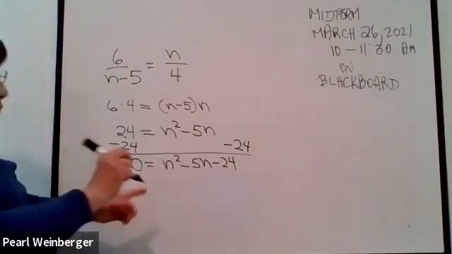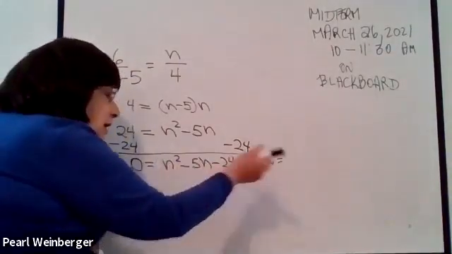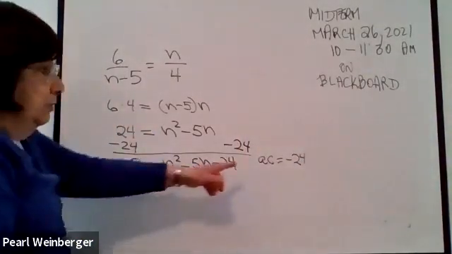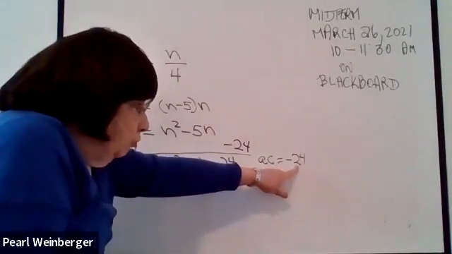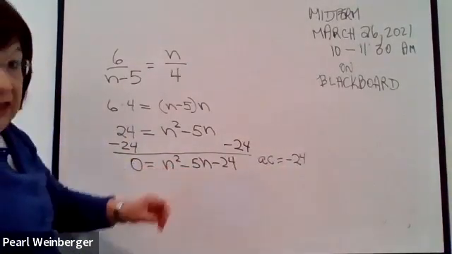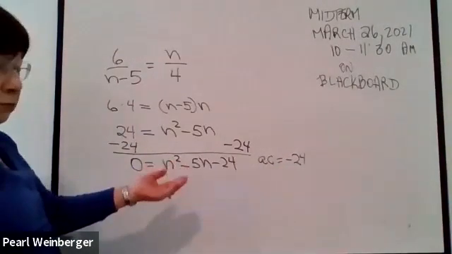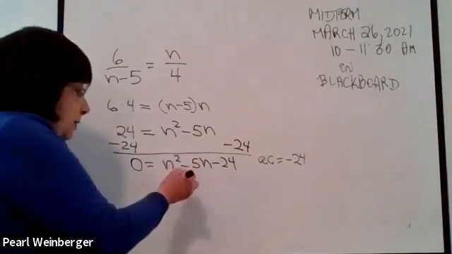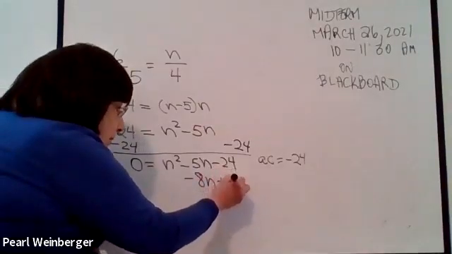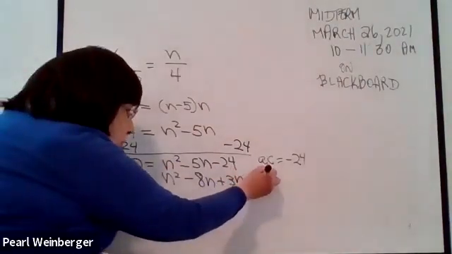If we're doing the factoring method, I have to do the AC, which is 1 times negative 24, which is negative 24. So I'm looking for numbers that multiply to 24, but when I subtract them, give me 5. I think everybody would realize that it's 8 and 3, because 8 times 3 is 24, and when you subtract, you get 5. The 8 is the negative, and the 3 is the positive. I'll bring down the n squared, or bring down the 24.